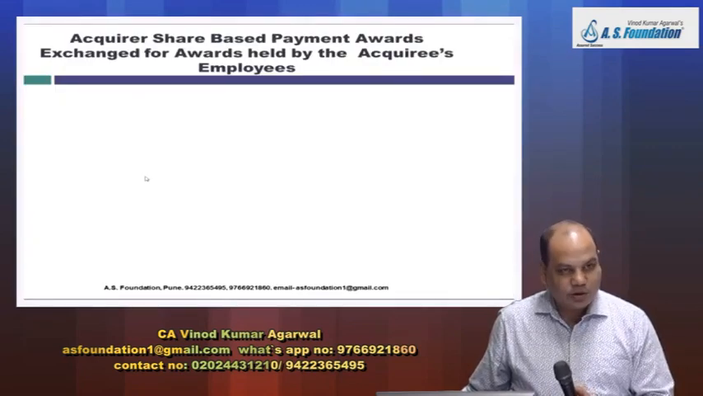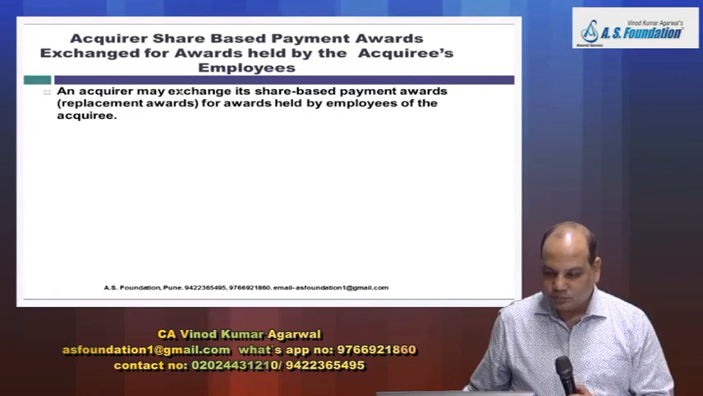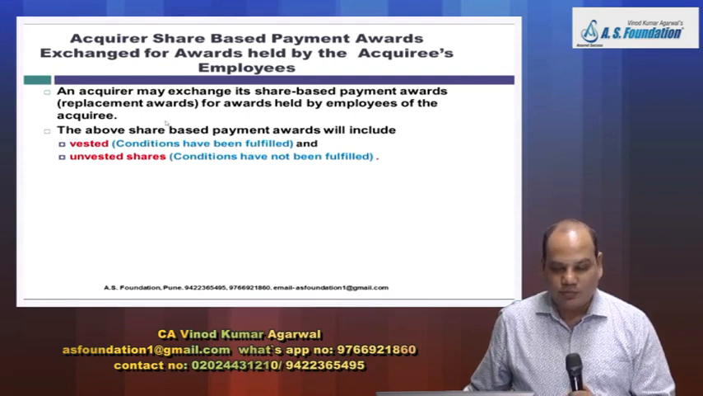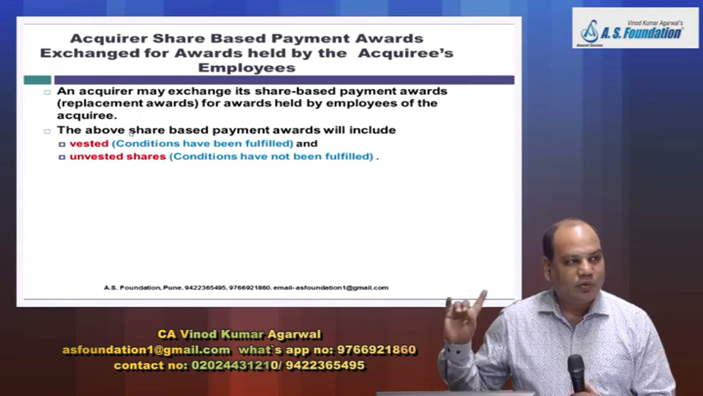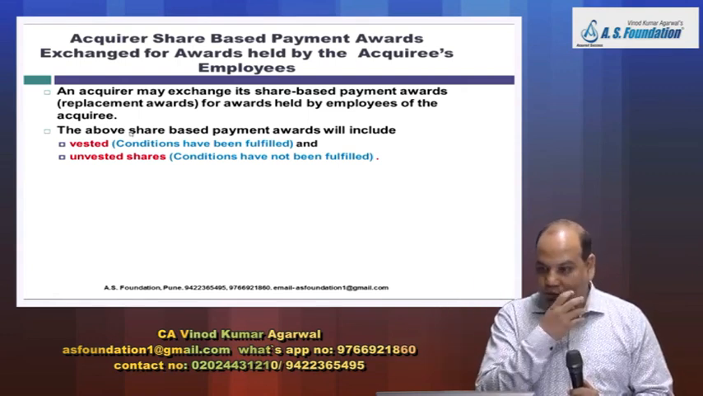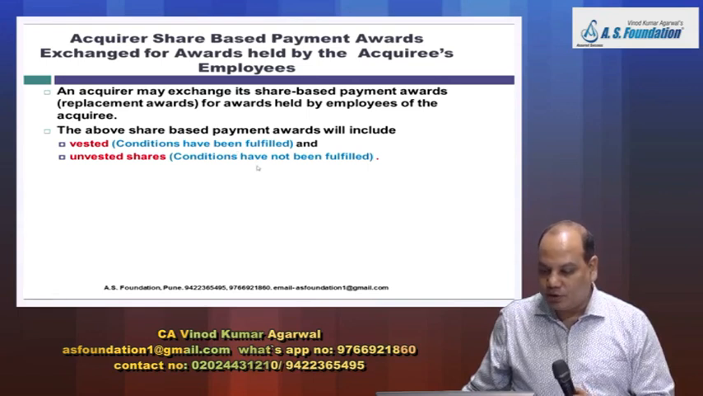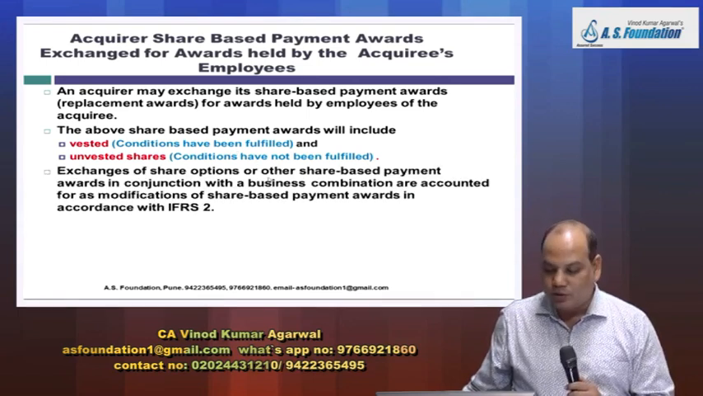Now you want to read the whole theory quickly. Acquirer may exchange its share-based payment award, which we will call replacement award, for awards held by the employees of the acquiree, which we will call original award. Replacement award is what the acquirer offers. Original award is what the acquiree had already offered to their employees. The above share-based payment award will include vested and unvested share. Vested means conditions have been fulfilled, unvested means conditions have not been fulfilled.